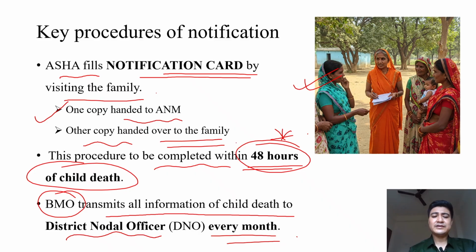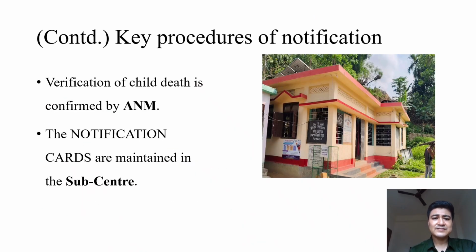Again, you have to remember that if there is no child death in any particular month, it is the responsibility of the ASHA to report a nil reporting to the ANM and the block medical officer. And subsequently, the block medical officer will also report the nil reporting from that particular block, if there is nil in that particular month, to the district nodal officer every month. So the nil reporting is very much important. Moving on to the next slide.